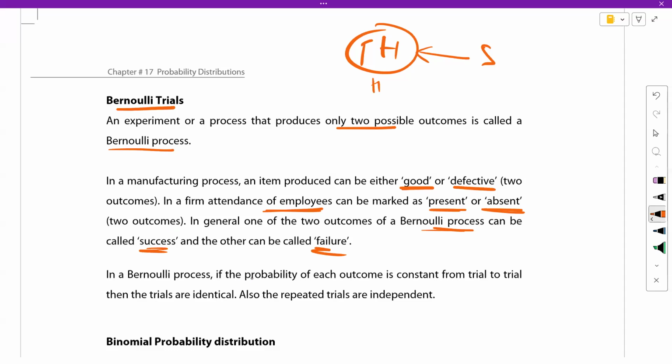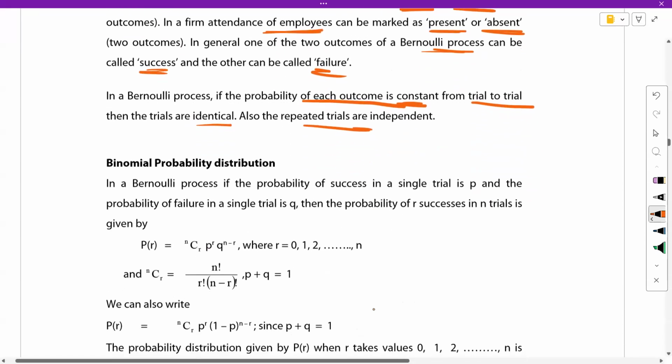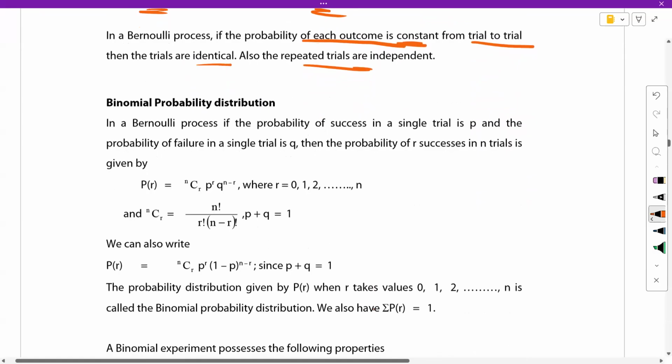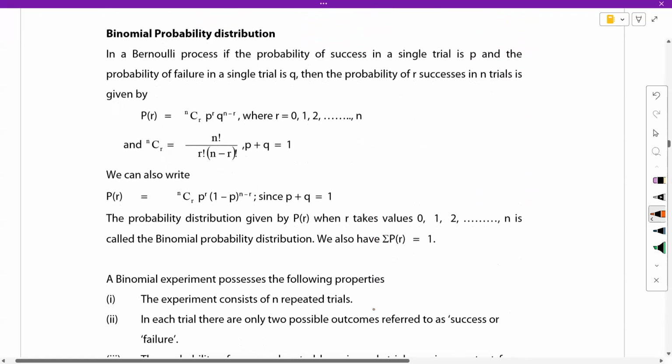In a Bernoulli process, if the probability of each outcome is constant from trial to trial, then the trials are identical. Also, the repeated trials are independent. I have already explained what is identical, what are mutually exclusive events and independent events, in the quantitative sections. Let's move to the binomial probability distribution, BPD.